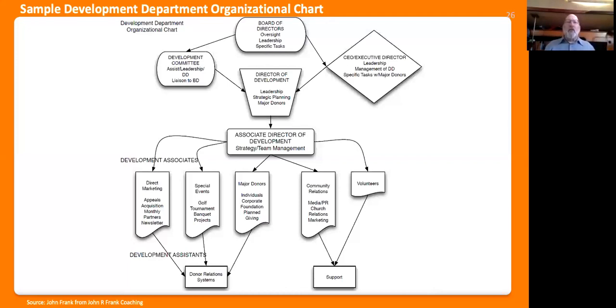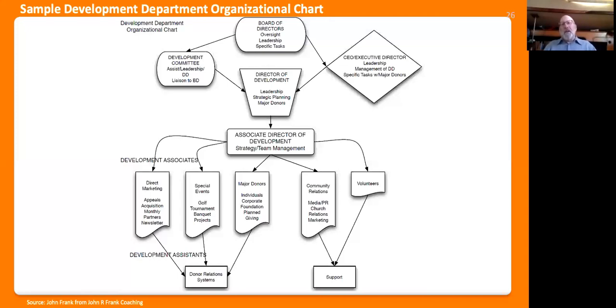Now, next is the director of development: leadership, strategic planning, and if assigned, major donors. If you have room, I did at my organization, we were a $5 million budget, so I had an associate director of development. Now, I still manage the team. Now, development associates, I call them. And so again, the associate director of development, you can take out, that's for a large program. The director of development can be hands-on on all these. But you look at direct marketing, special events, major donors, community relations, and volunteers.